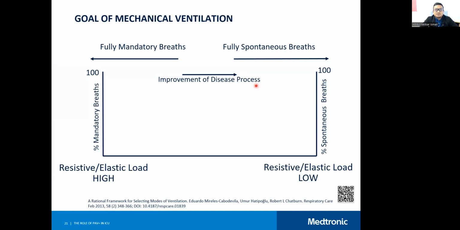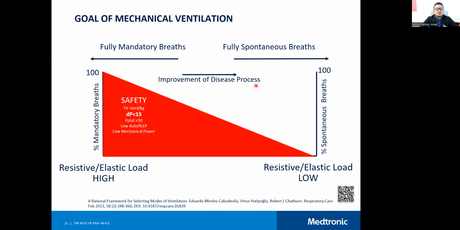So when we talk about mechanical ventilation, you need to be aware of the goal of mechanical ventilation. I like this concept, which has been given by the Cleveland Clinic group, the Matt Schuber group, the Eduardo Morales group. So we can visualize the goal of mechanical ventilation throughout the patient's journey of being mechanically ventilated. Of course, right after intubation, the patient will have poor oxygenation, poor compliance, and very bad lungs, a very whitish X-ray. So you want to think about the goal of mechanical ventilation as safety. You want to target low tidal volume, low driving pressure, low plateau pressure, low PEEP, low mechanical power. And as the resistive and elastic load is high, usually we will use fully mandatory breaths at this point of time.